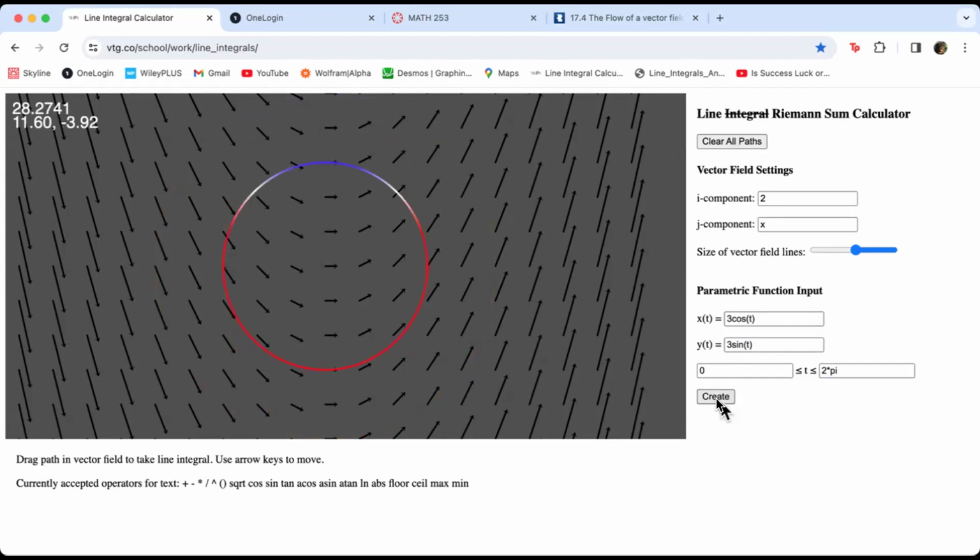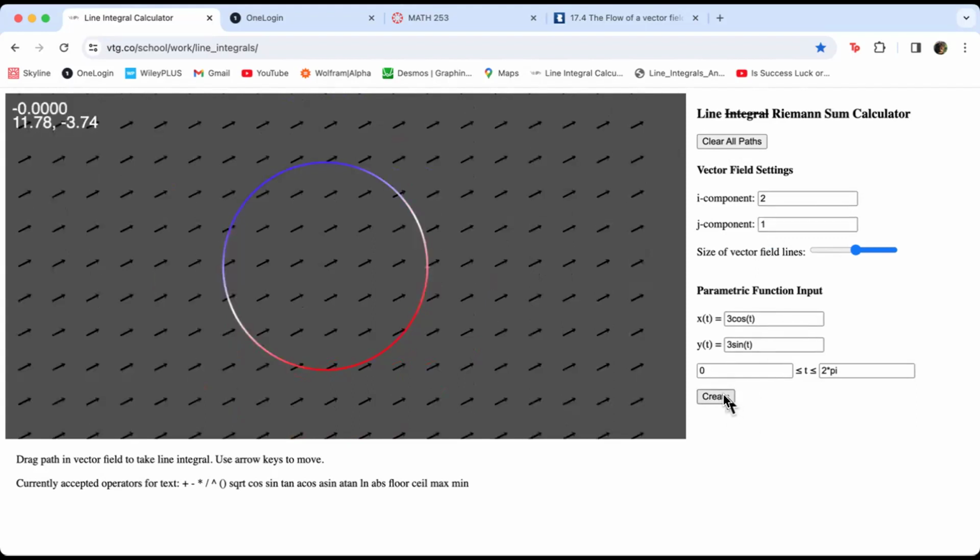Yeah. So notice that we have all this red part and just very little blue part. So overall, we got a positive value for the line integral. If I change the j component to a 1, notice that the amount of red and the amount of blue is about the same. And that's why when we calculate this, we get not just 0, but -0. That's what makes this very strange. We get -0. I don't know why it puts -0.